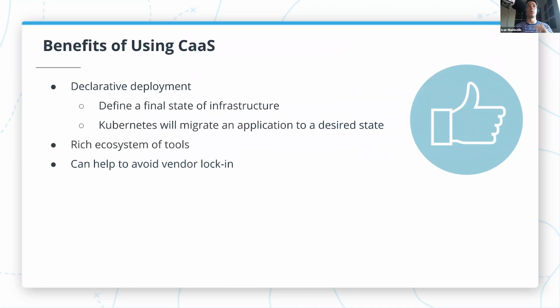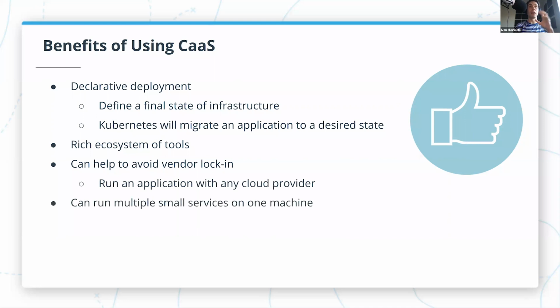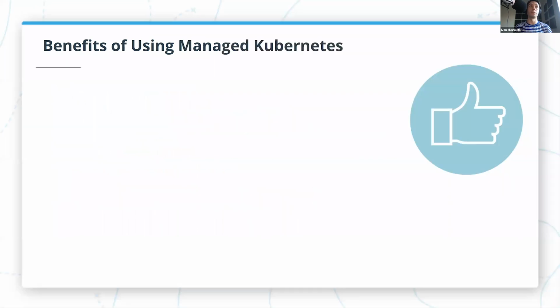And another important benefit, which becomes more and more popular nowadays, is that it allows us to avoid vendor lock-in, because there are different providers that allow you to run Kubernetes. And all we need to do is to provide a configuration to run our application. We can easily migrate from one cloud provider to the other if we want to. And another benefit of using containers specifically is that we can now pack multiple small services on a single machine. Just because containers consume much less resources than virtual machines, you can just run multiple containers on a single machine.